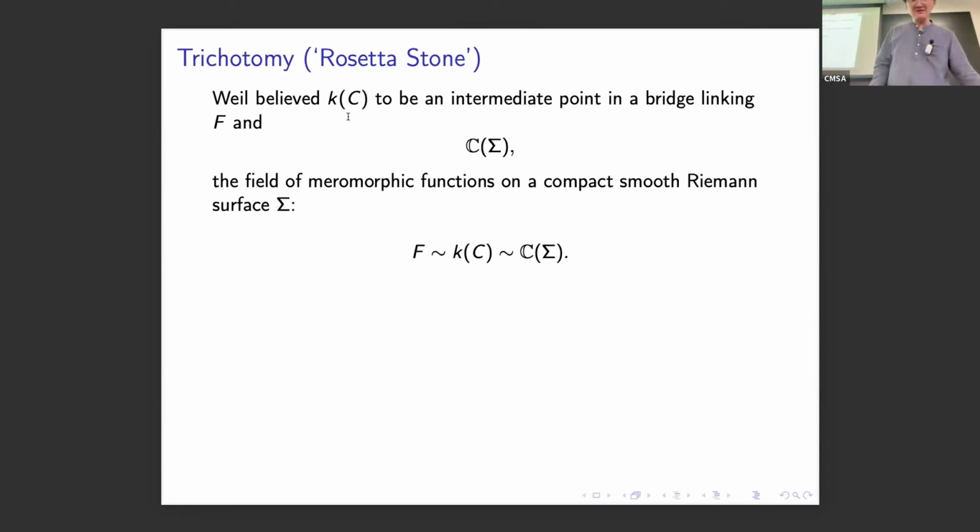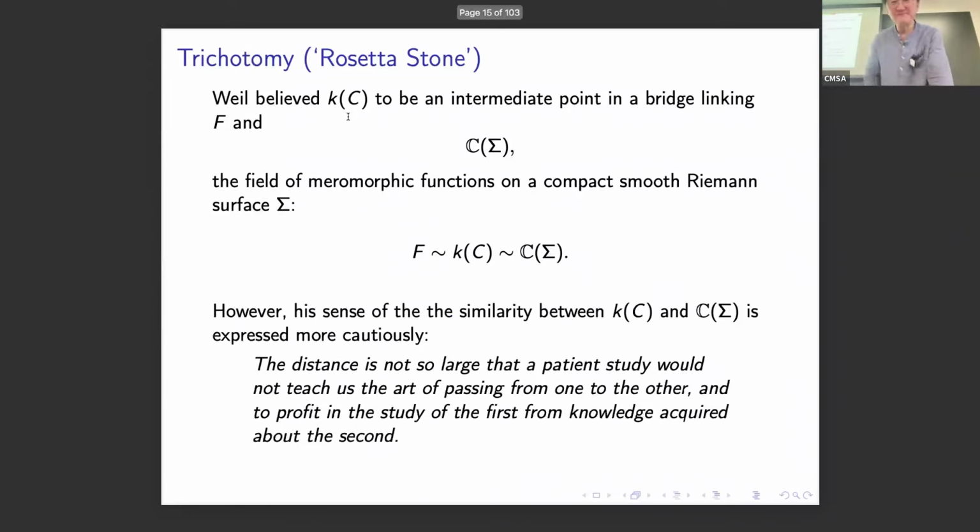Now, this is also interesting, and many algebraic geometers only know about this. But here, he does express the analogy more cautiously. So this twiddle here, as we said, is very good in many senses. The second one, he says, is okay, but the distance is not so large that a patient study would not teach us the art of passing from one to the other and to profit, in the study of the first, from knowledge acquired about the second.